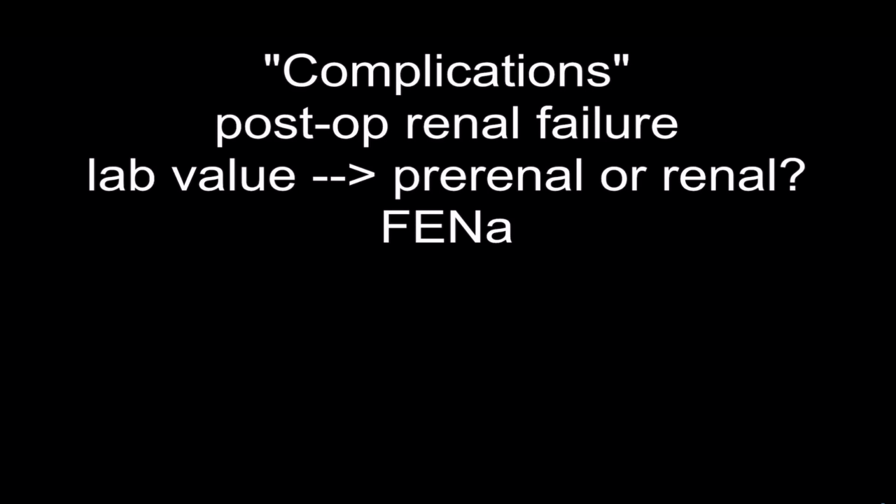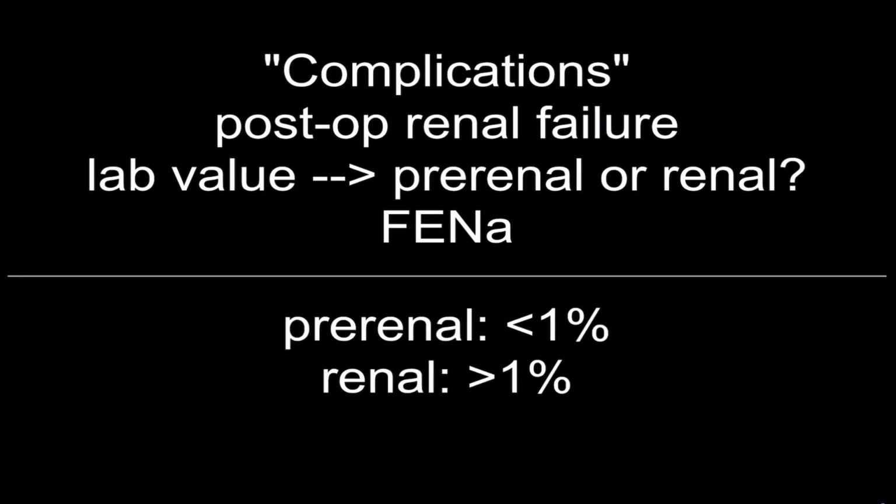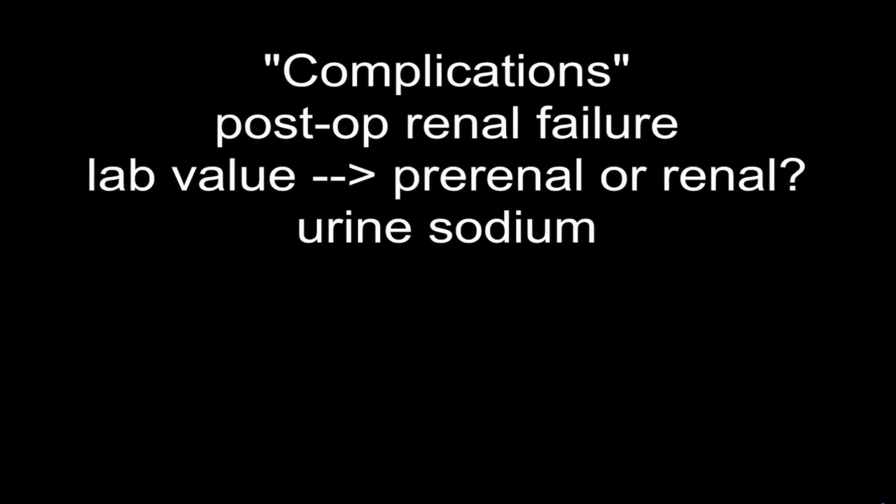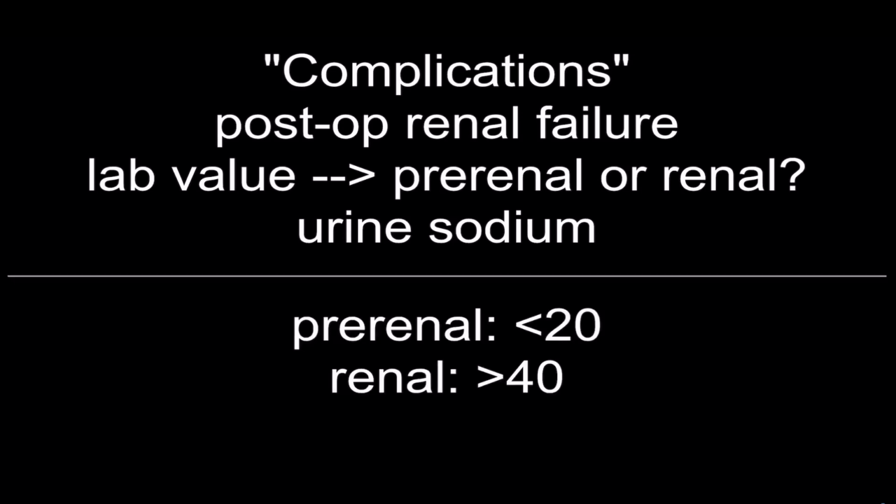Lab value for pre-renal or renal, FENA. This is a fraction of excreted sodium. Pre-renal is going to be less than 1%, and renal is going to be greater than 1%. Lab value for pre-renal versus renal for urine sodium. Pre-renal is going to be less than 20, and for intrinsic it's going to be greater than 40.